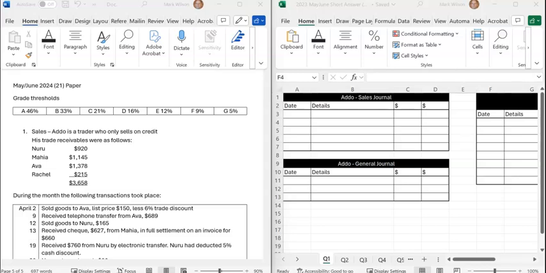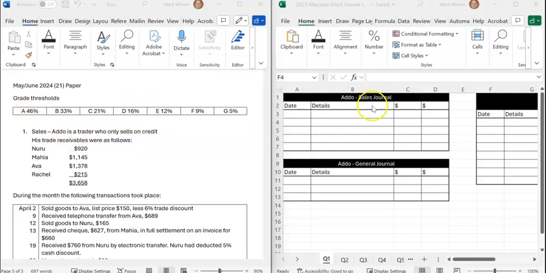Welcome to the May-June 2024 paper. This is a 2-1 paper, the structured paper. Looking at question 1 first in this video, but I just wanted to draw your attention to the thresholds. Obviously it was a hard exam paper. To get an A you just needed 46%, B 33, C 21, D and all the way down. So let's take the challenge on and first question, let's see if we can get that D already.